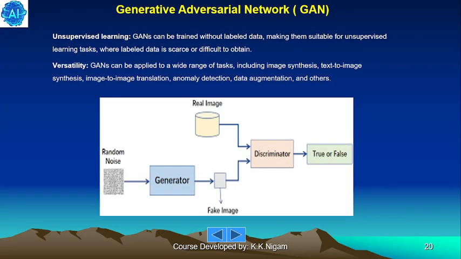Unsupervised learning. GANs can be trained without labeled data, making them suitable for unsupervised learning tasks where labeled data is scarce or difficult to obtain. Versatility. GANs can be applied to a wide range of tasks, including image synthesis, text-to-image synthesis, image-to-image translation, anomaly detection, data augmentation, and others also.